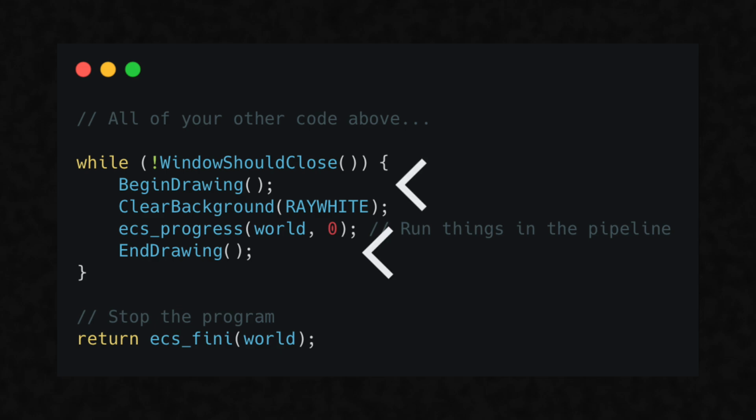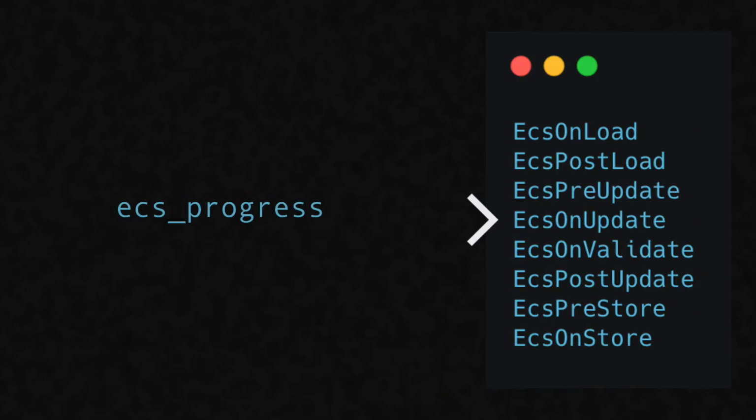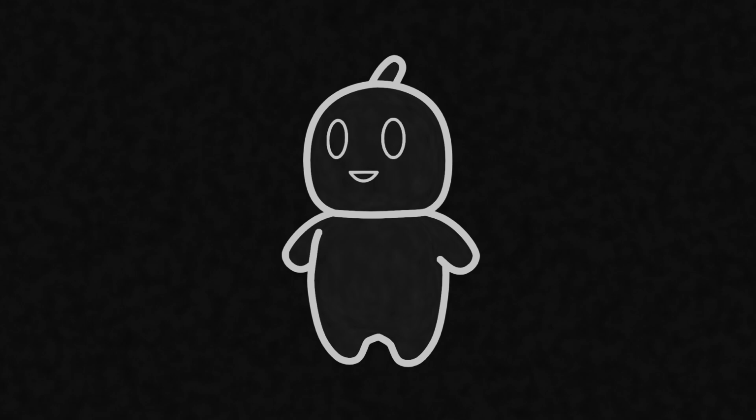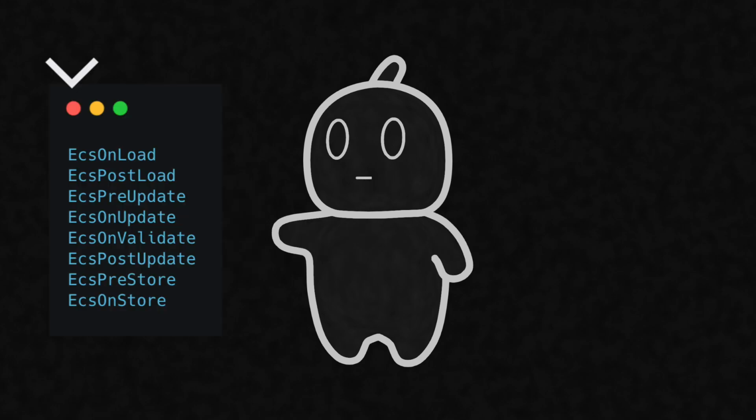The begin and end drawing lines are just used for telling Raylib when to start and stop drawing to the screen, and clear background just means to make the background white. The line we are interested in though is this one, ECS progress. This will run anything in the pipeline when it's called, and since it's in Raylib's while loop, it will run every frame until we hit the escape key or close the window.